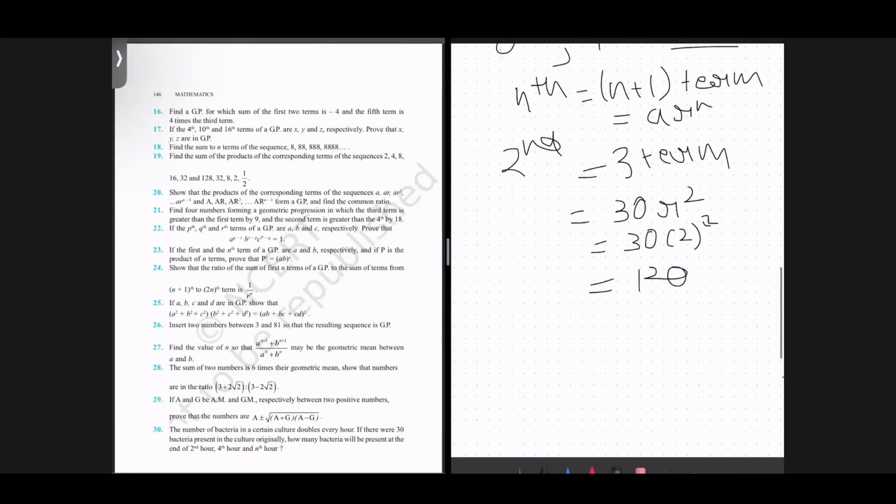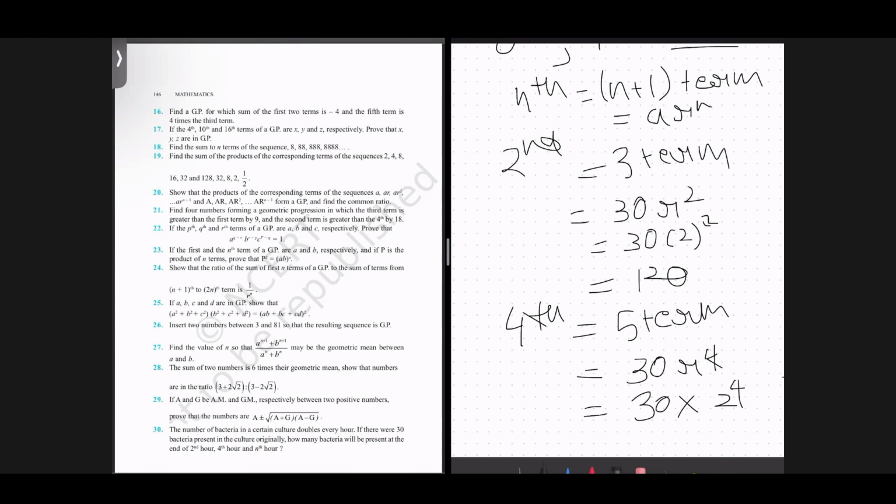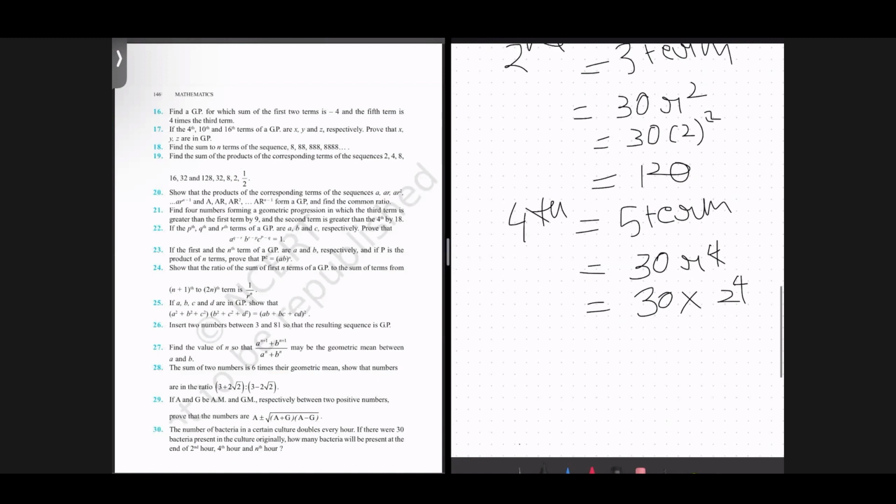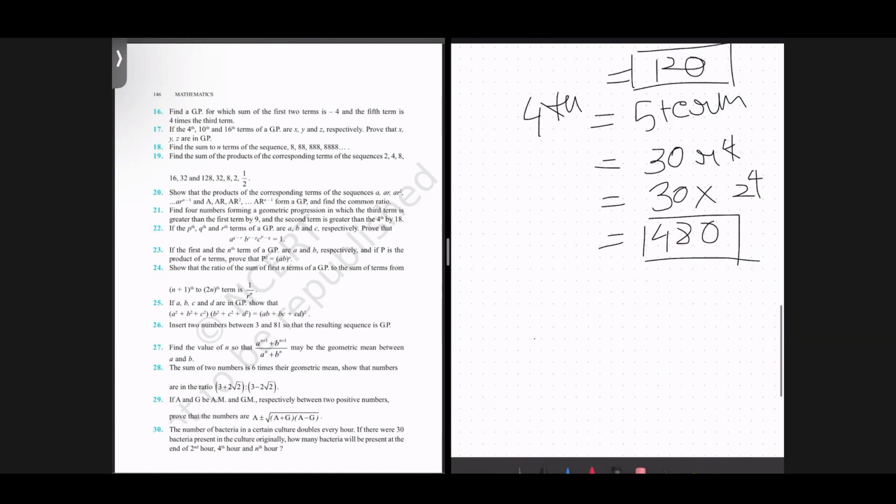At the end of fourth hour, you are going to have the fifth term, and that is going to be 30 into r raised to the power 4. We have 30 into 2 raised to the power 4. 2 raised to the power 4 is nothing but 16, and 16 into 30 is going to be 480 bacteria in the culture after the end of 4th hour, right?